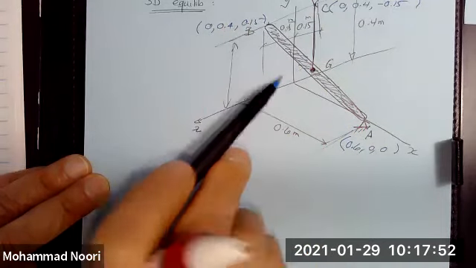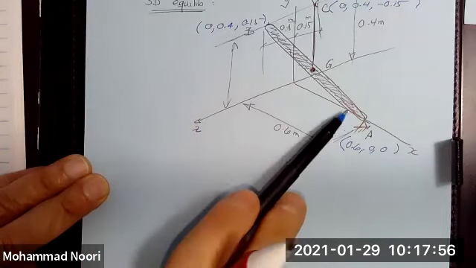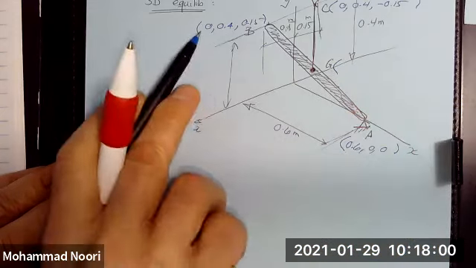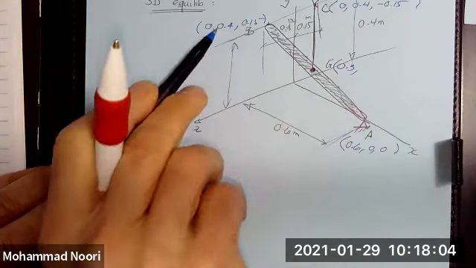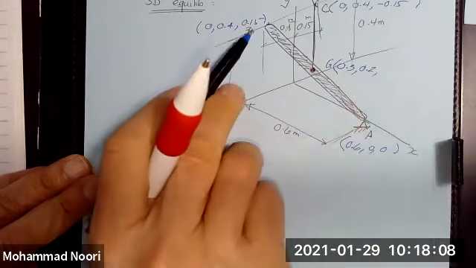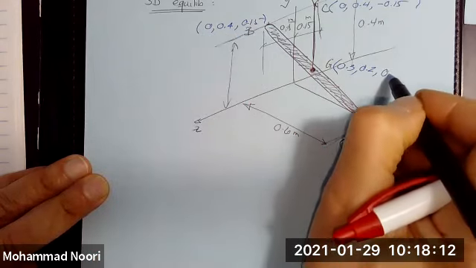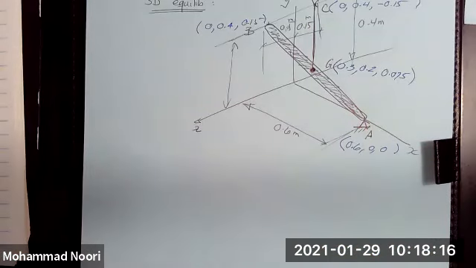So its coordinates would be the sum of these corresponding coordinates divided by 2. That is, its X would be 0.6 plus 0 divided by 2. So it would be 0.3. Y would be 0.4 plus 0 divided by 2. So it would be 0.2. Z would be 0.15 plus 0 divided by 2. So it would be 0.075. So all the coordinates of these points are given.